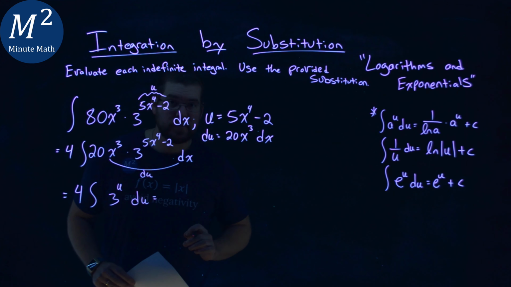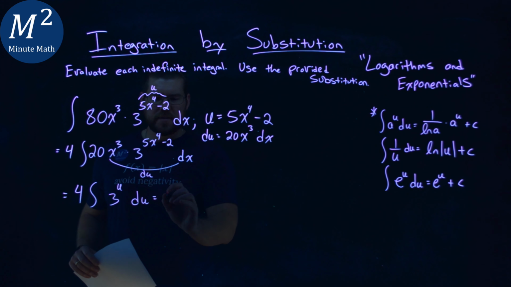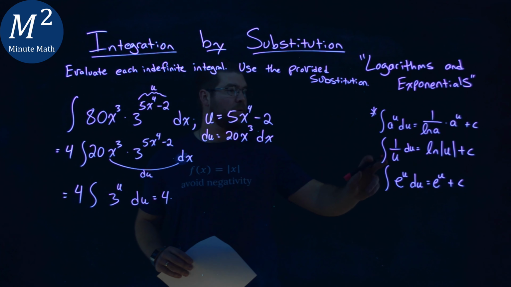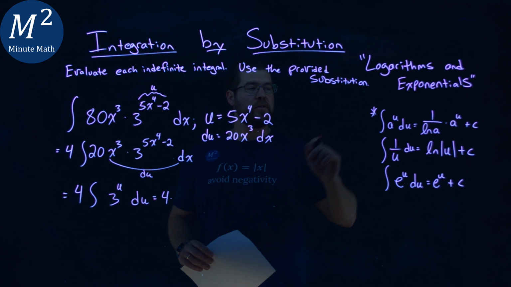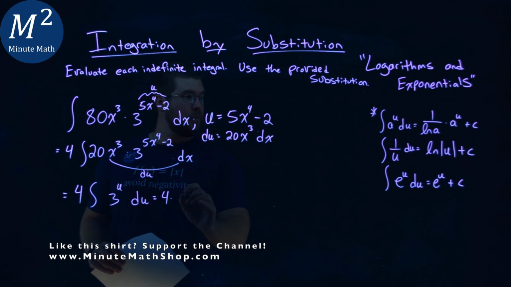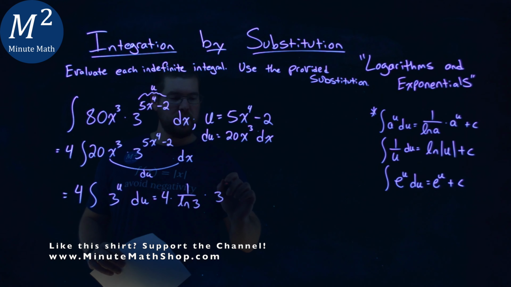Much easier to solve. Now, 4 stays out front. Let's go find the integral here. And the integral of 3 to the u, we follow our definition, it's like an a to the u power. So we have a that's equal to 1 over the natural log of our a value, in this case is 3, times 3 to the u power plus c.